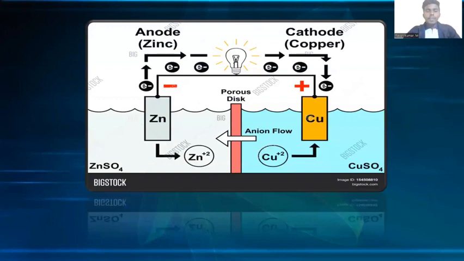So here is the visual representation of the galvanic cell, where zinc and copper metal electrodes are dipped in zinc sulfate and copper sulfate solutions, and a porous separator separates both the solutions, where zinc is on the anode side and copper is on the cathode side. As the electrons flow from the zinc, from negative to positive, the light bulb glows.